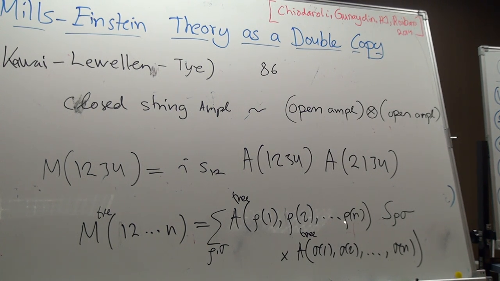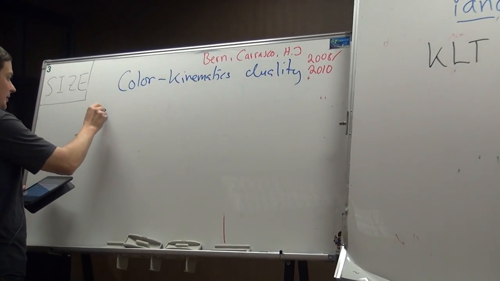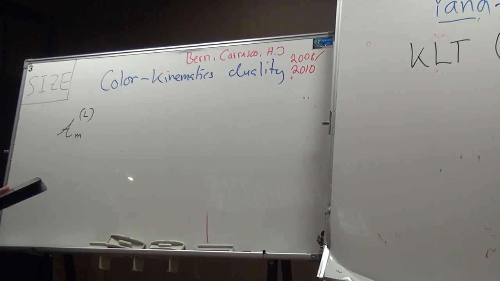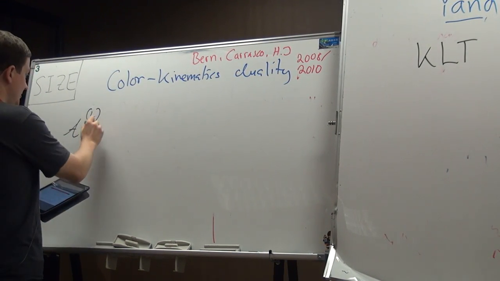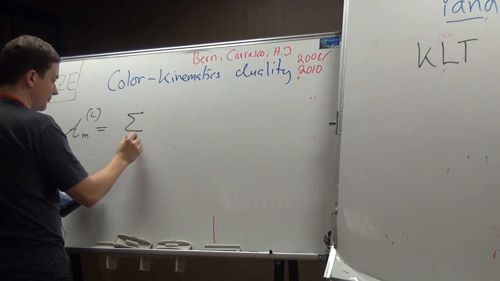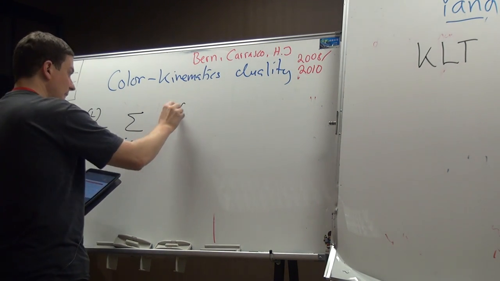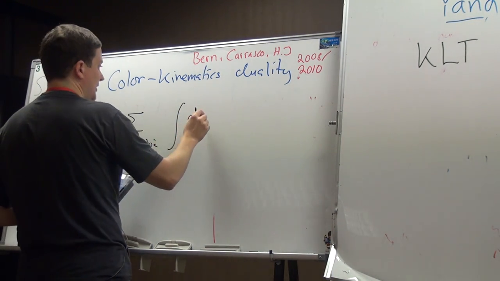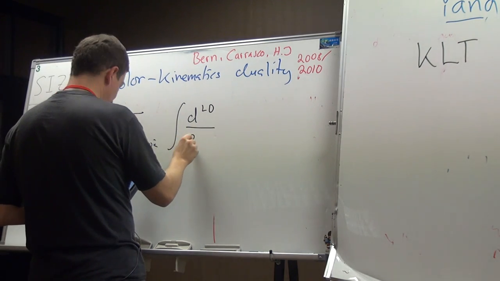So now I'm going to color dress my amplitude. So I'm not going to consider this color stripped. So I use a curly A for that. And then I have some loop order. And let me also call the multiplicity n. So we're going to write this as a sum over cubic diagrams. Each diagram is going to be a loop amplitude, so there's going to be integration. And in particular, it's going to be in any dimension, any loop order. So we have the following measure.